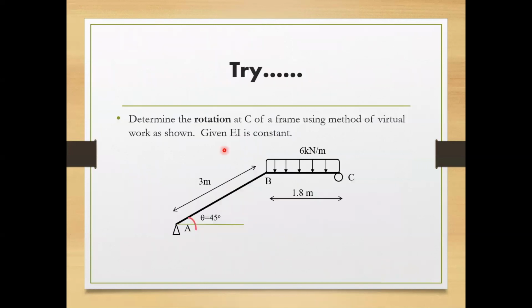Now I'm giving you a problem. What will you do if you are to solve for the rotation of C for the same frame we have analyzed earlier? What will your virtual structure look like?